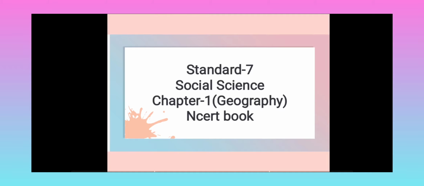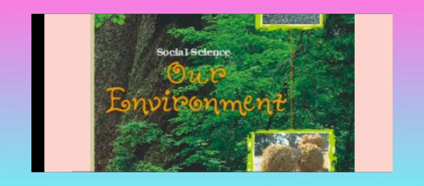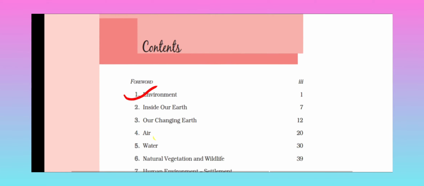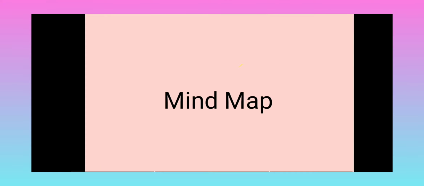Today we will see the quick recap of Chapter 1, Standard 7, Social Science Geography NCERT book. The book name is Our Environment. The name of the chapter is Environment. In this, first we will see the mind map.